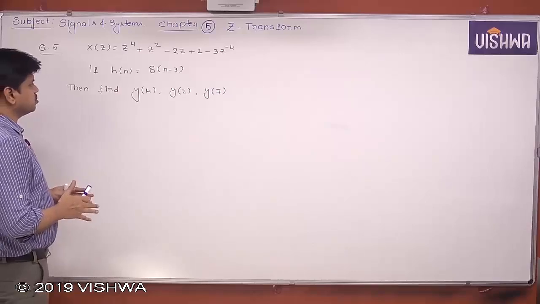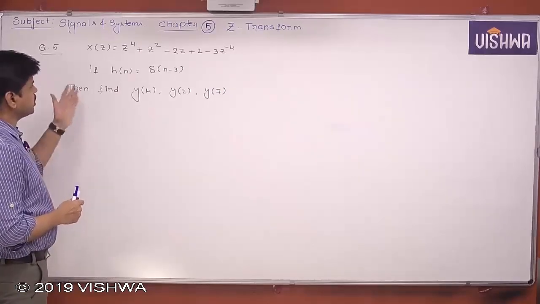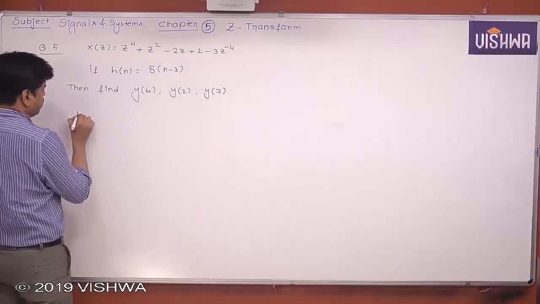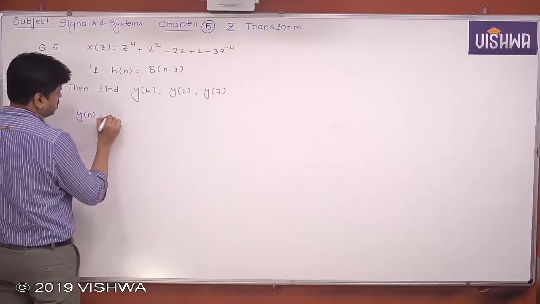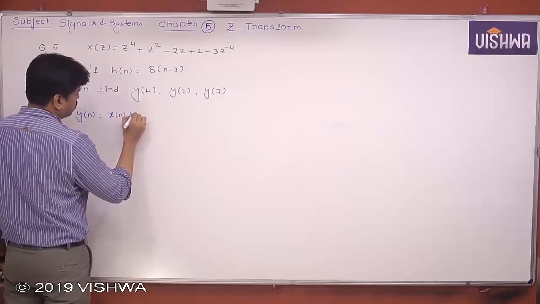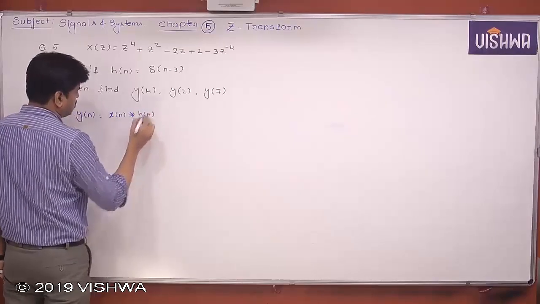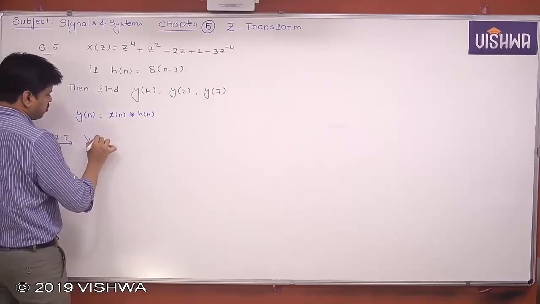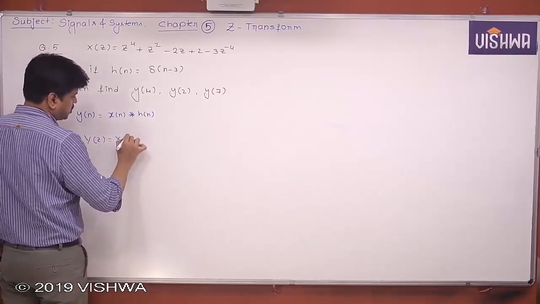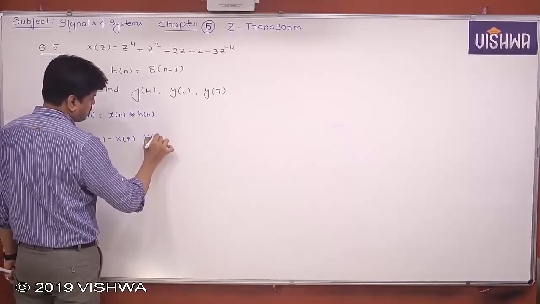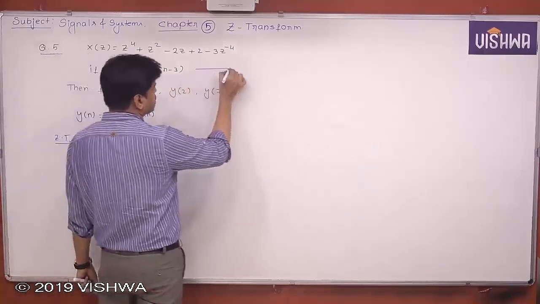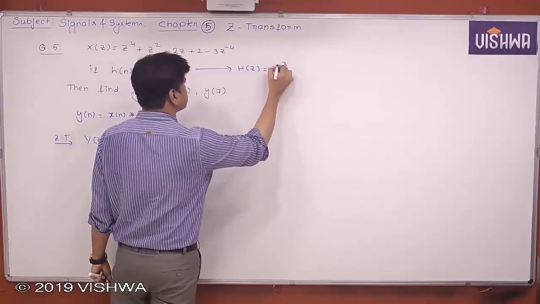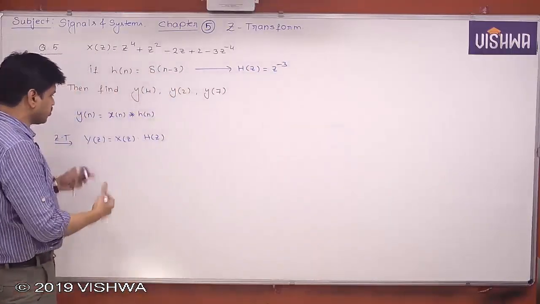I told you y is nothing but x of n convolution with h of n. So here y of n is nothing but x of n convolution with h of n. But in the Z transform, it will give you y of z is equal to x of z into h of z. Now from this, can you tell me what is h of z? H of z is nothing but z power minus 3. That's what we have to substitute here.